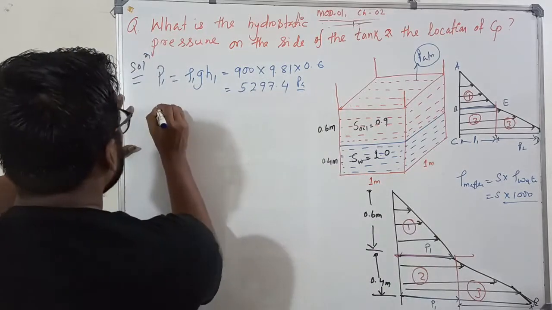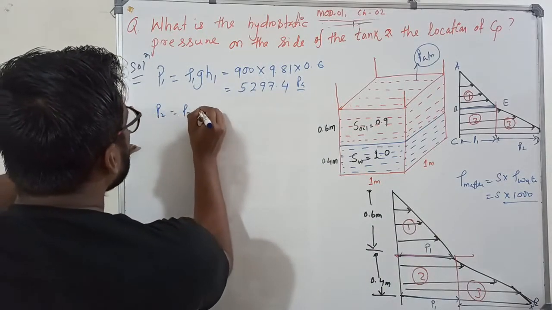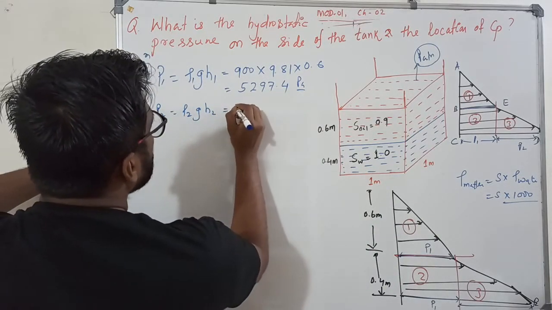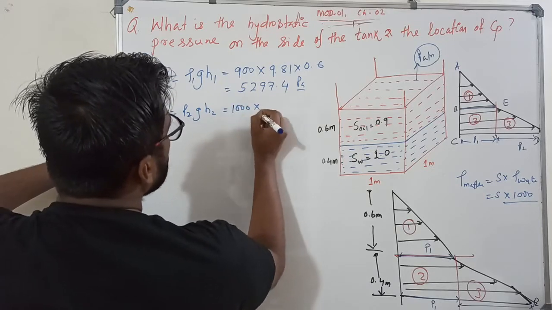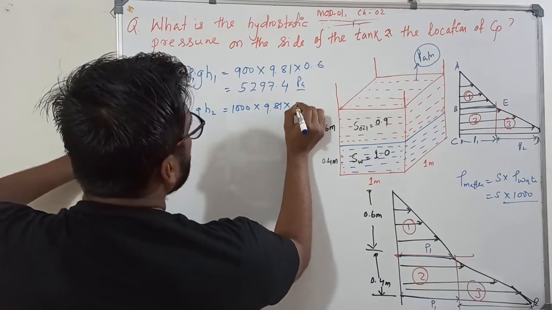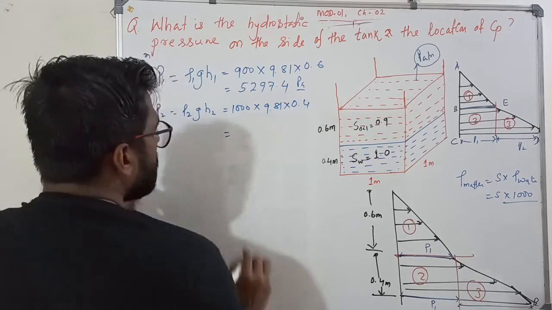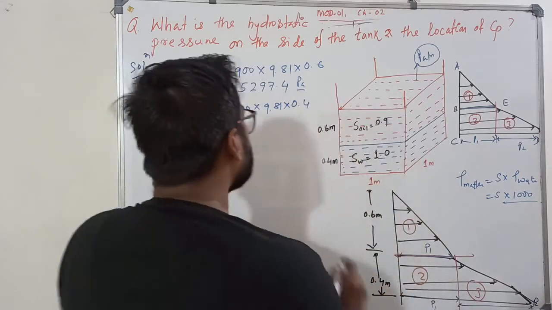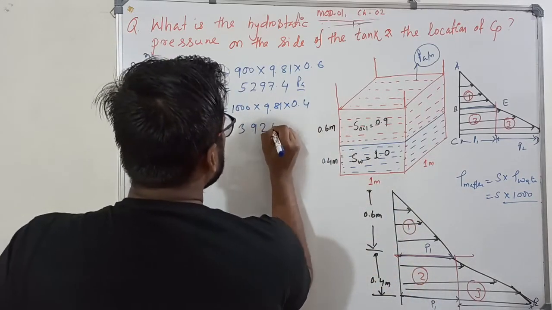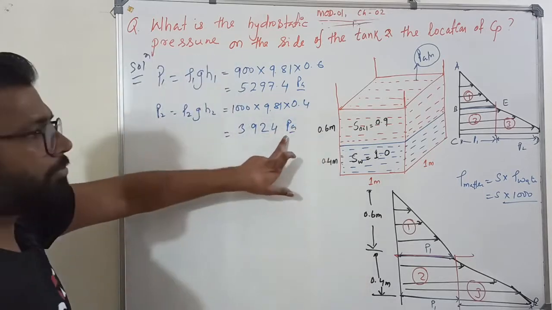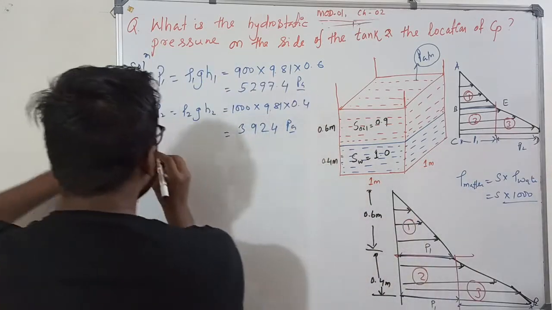P2, this portion. So P2 is nothing but rho 2 g h2. Rho 2 is how much? 1000, water, g is 9.81, h2 is 0.4 meter. So I have done this calculation. How much? This is 3924 Pascal. That is P2.